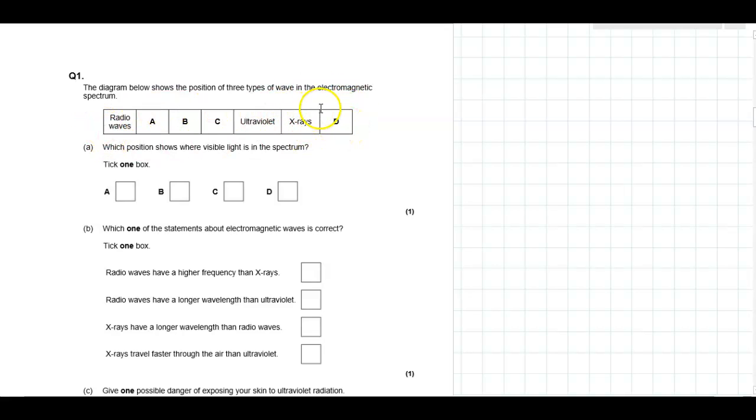So I could name all of those parts, and that means I can choose which of the boxes is right for visible light. Or I might think, well, there's ultraviolet, one back from ultraviolet, that will be the visible light there.